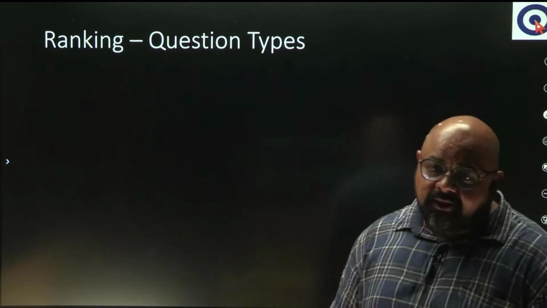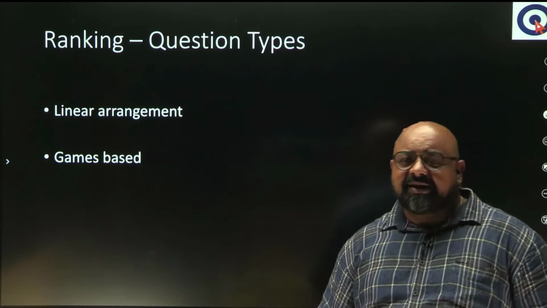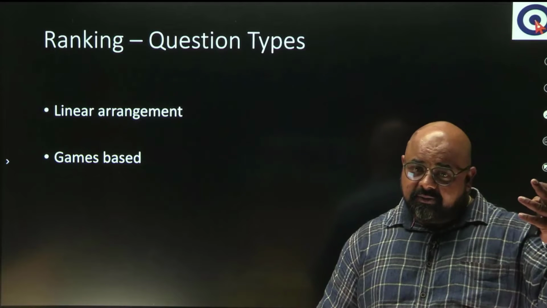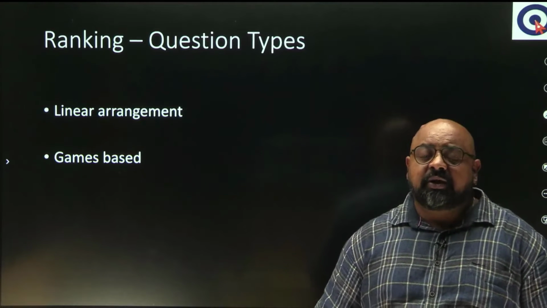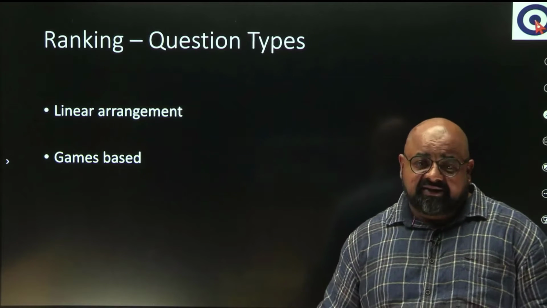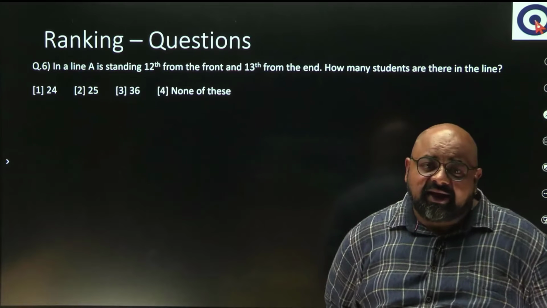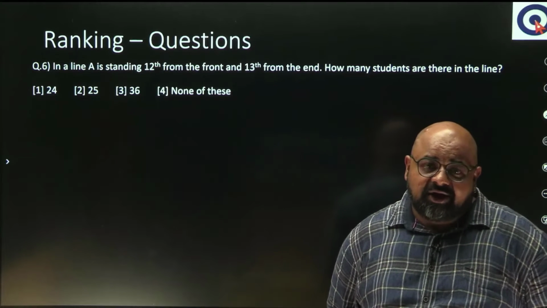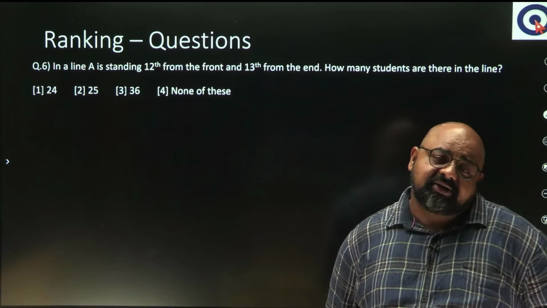Then is ranking. Ranking again plays out in 2 ways. One, there could be a linear arrangement. We had done a circular arrangement question in one of the previous videos, or you could have game based rankings, right? One example of it could be this question. In a line, A is standing 12th from the front and 13th from the end. How many students are there in the line?